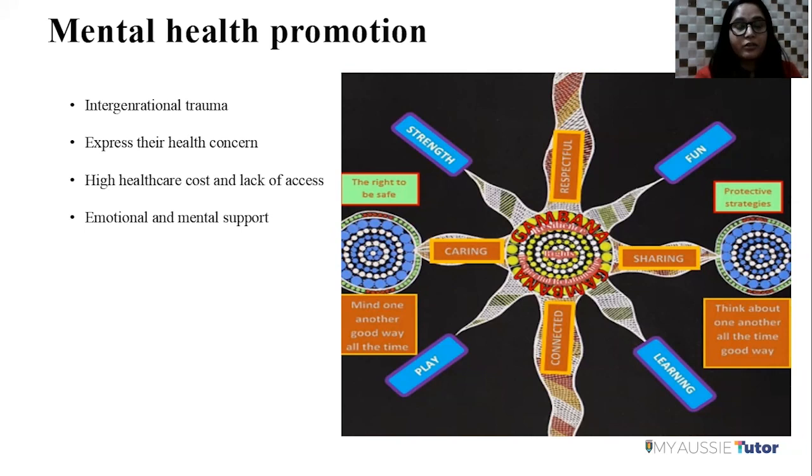Also, there is a high healthcare cost and lack of access for Aboriginal people to receive better mental health care services. So the yarning cycle is a better way where strengths, fun, play and learning will be enabled, because every individual has a right to remain safe and to include various protective strategies like minding one another, which is a good way at all times. Thinking about one another is also a good way at all times. So these are all the factors and ideas behind the yarning cycle and how it can help to promote health.